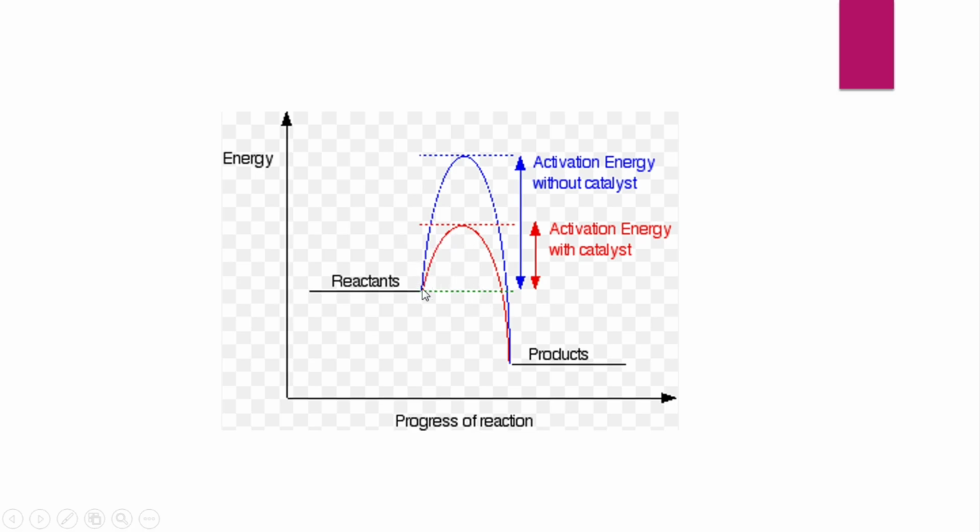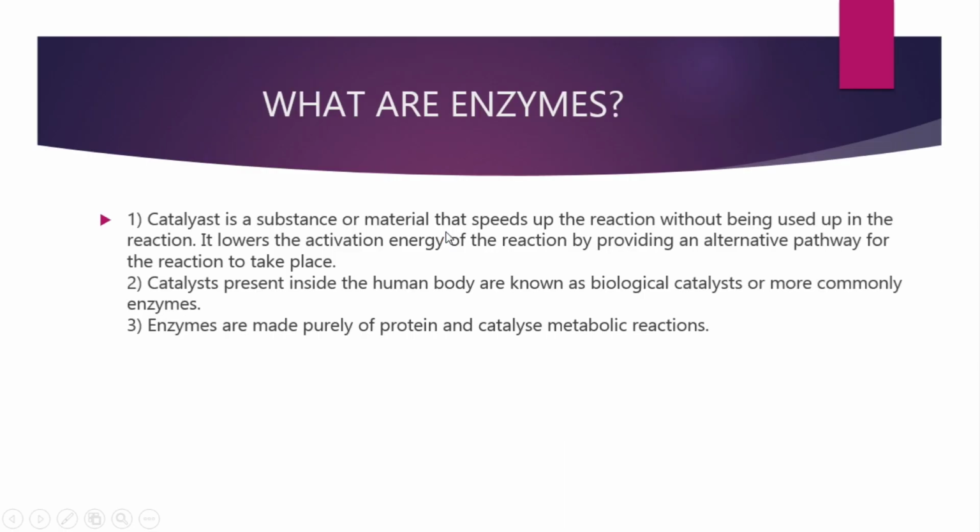You can see here the red path, it's a small one. So this is an alternative pathway. The red one is an alternative pathway that is provided by the catalyst. And as you can see, the red activation energy is lower than the blue one, so the catalyst lowers activation energy and provides an alternative pathway.